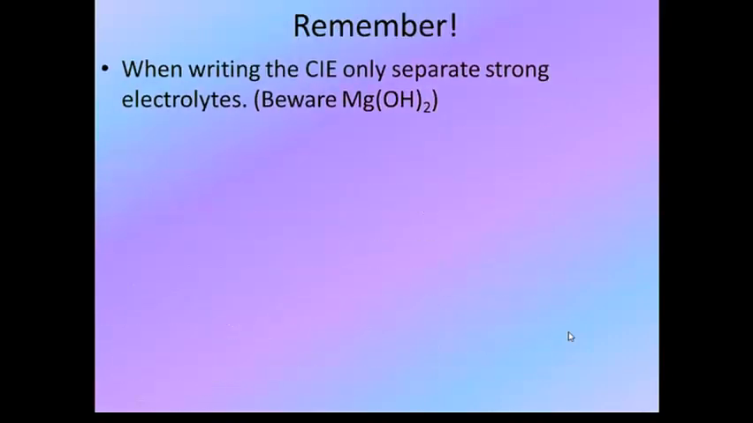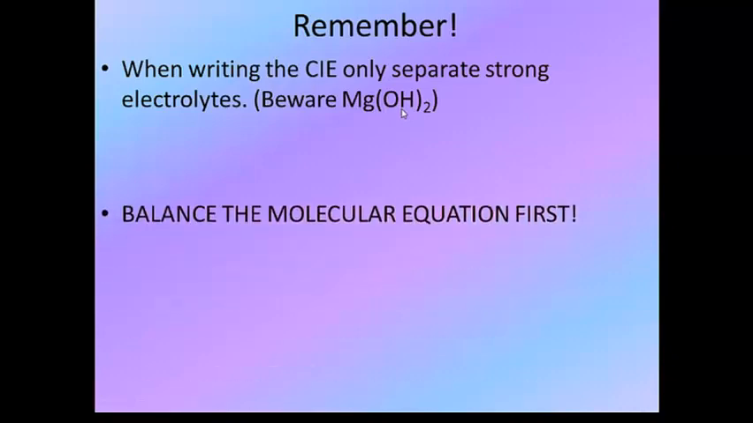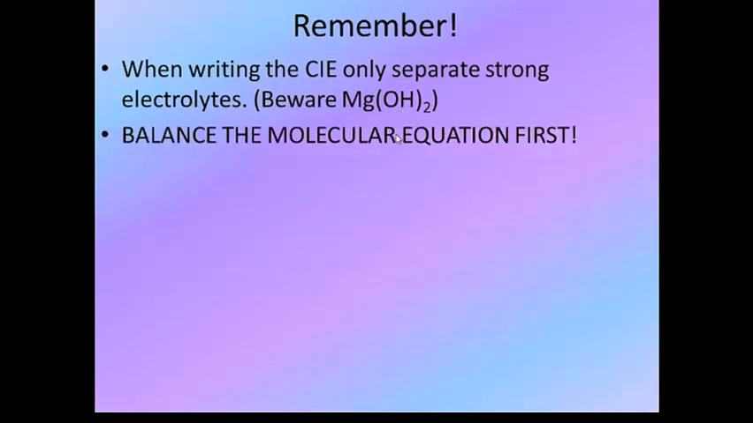Remember, when writing the complete ionic equation, only separate strong electrolytes. Be careful of magnesium hydroxide. It is a group 2A hydroxide, but it is not soluble, so do not include that as a strong electrolyte. Balance the molecular equation first before you write out the complete ionic equation.